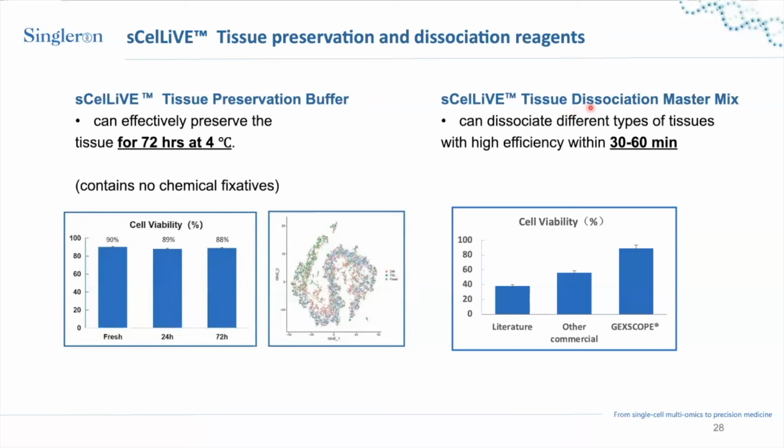For tissue dissociation, we came up with this master mix that works with more than 300 different tissue types, and it can effectively dissociate these cells in under 1 hour. And you can see after 1 hour, the cell viability is still significantly high compared to other commercial products and the techniques that are reported in the literature.